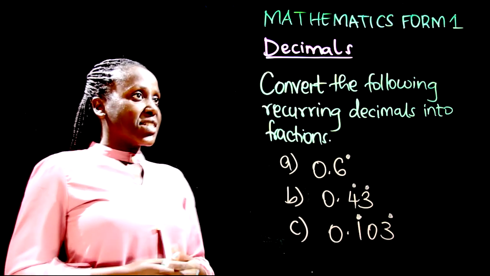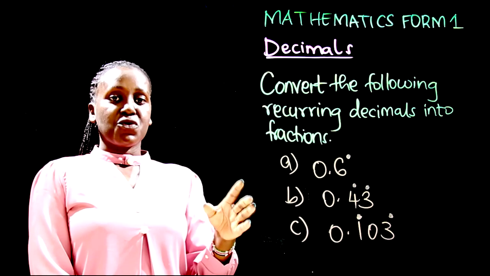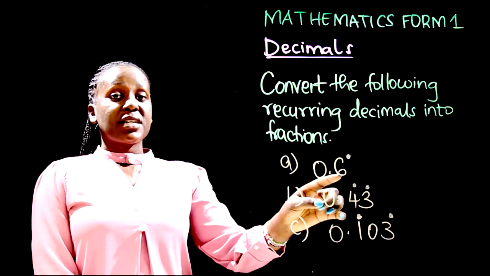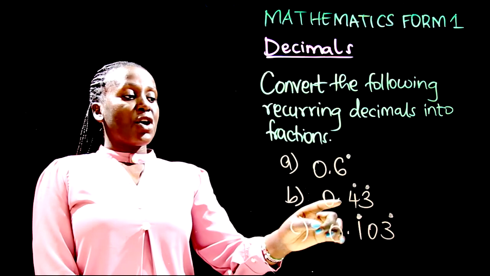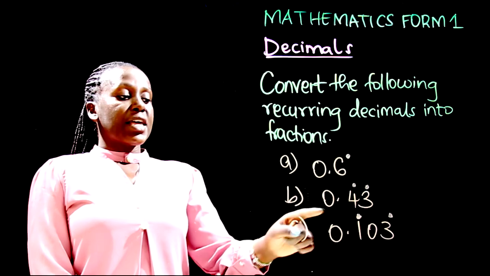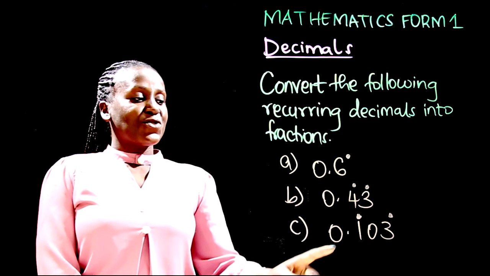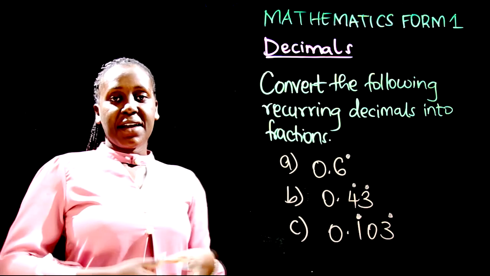Now, to test your skills on this, you will convert the following recurring decimals into fractions: 0.6 recurring, 0.43, and both are recurring, then 0.103. I'll let you figure out which of these numbers are recurring.